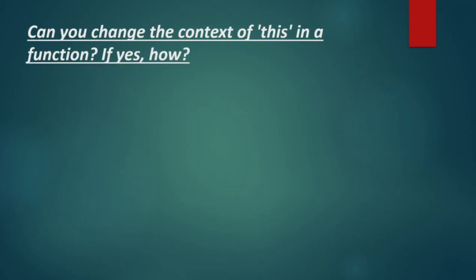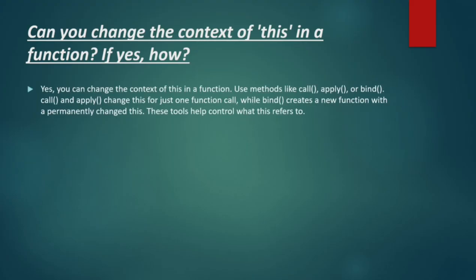Can you change the context of the this keyword in a function? If yes, how? Yes, we can change the context of this in a function. We can use methods like call, apply, or bind. Call and apply change this for just one function call, while bind creates a new function with a permanently changed this. So these tools help control what this refers to. Now let's move to the next question.